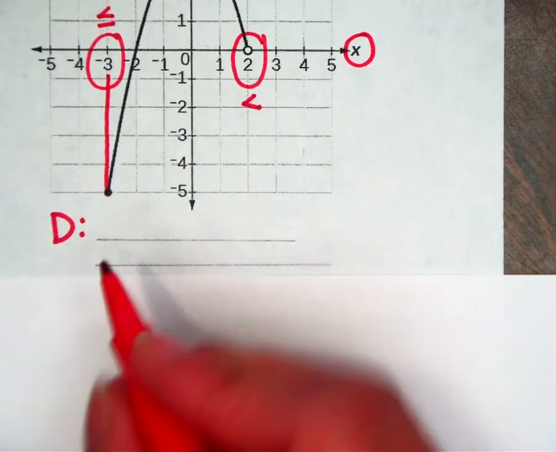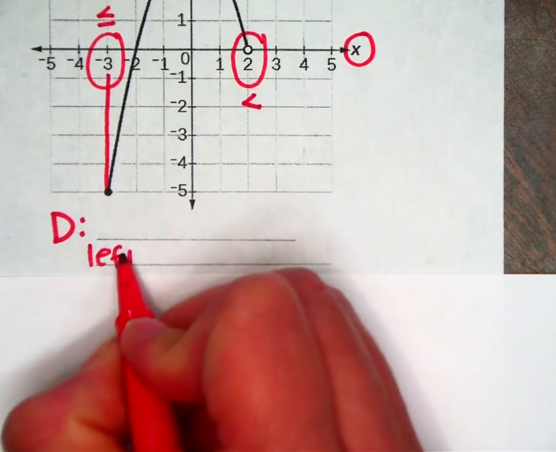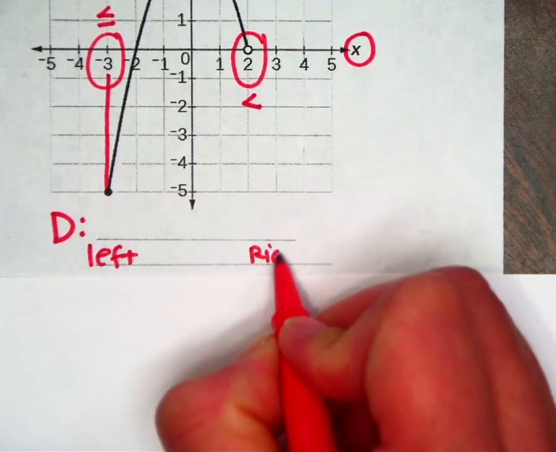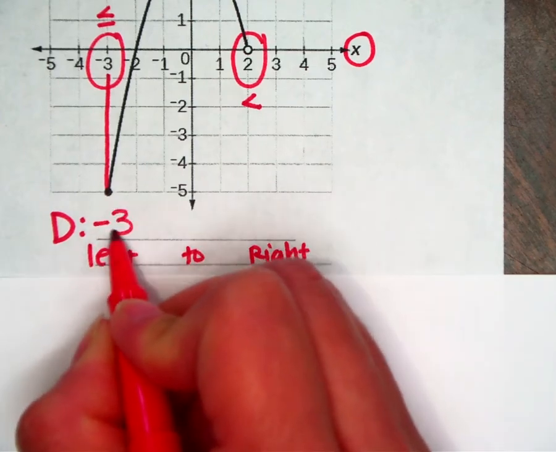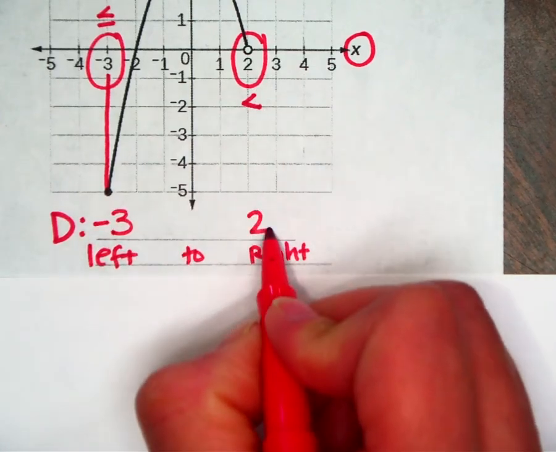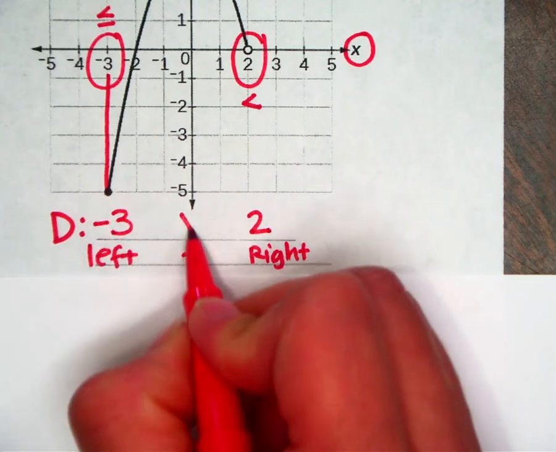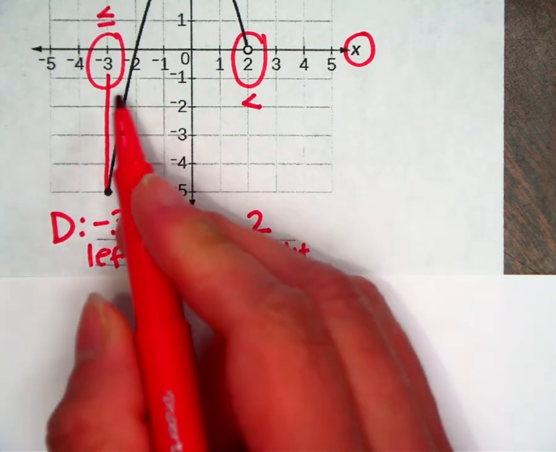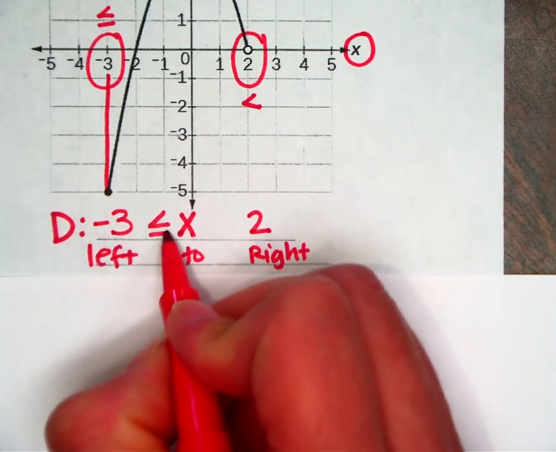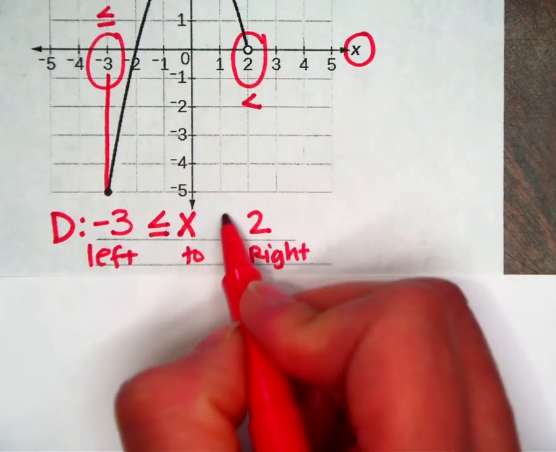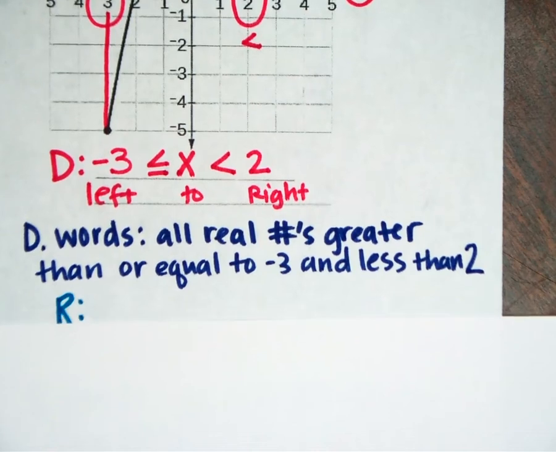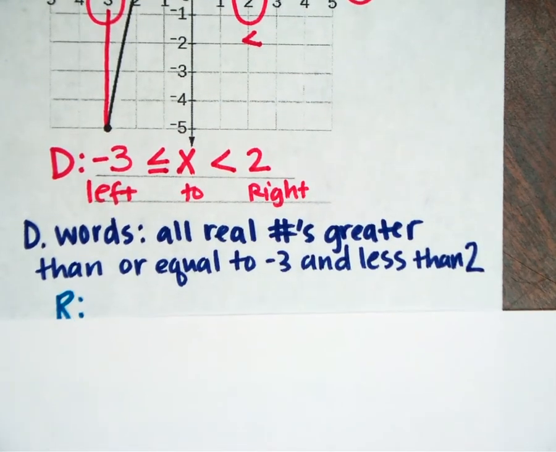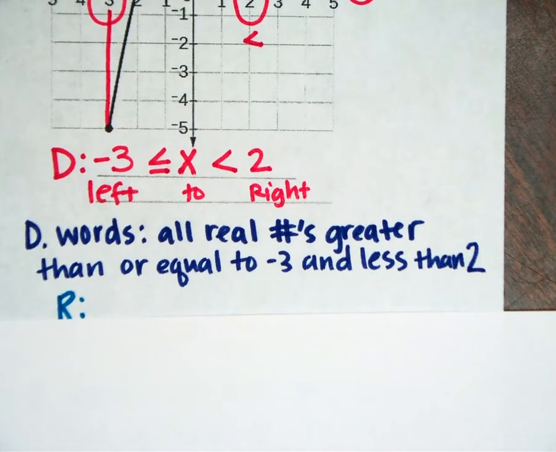Domain is always from left to right. On the left, we begin at -3. On the right, we end at 2. Domain is x. At -3, it's a closed circle, so it's a less than or equal to. At 2, it's an open circle, so it's a less than sign. So this means in words, all real numbers greater than or equal to -3 and less than 2.